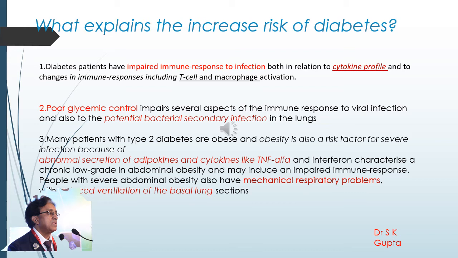And thirdly, many of the diabetic patients are obese, and you all know that abdominal obesity is characterized by low grade inflammation and secretion of adipokines and cytokines like TNF alpha, which also impair the immune responses. Also, severe abdominal obesity compresses the lung bases, leading to respiratory problems and decreased ventilation of basal lung tissue.